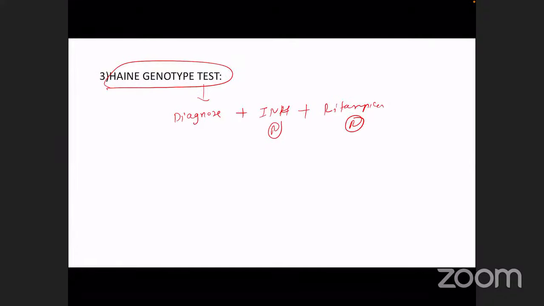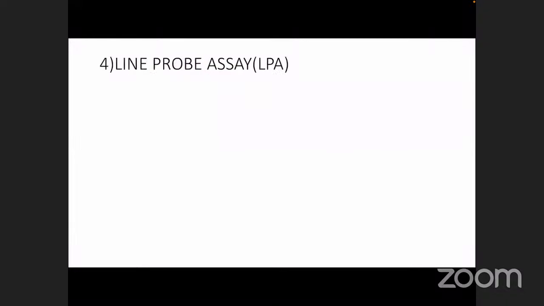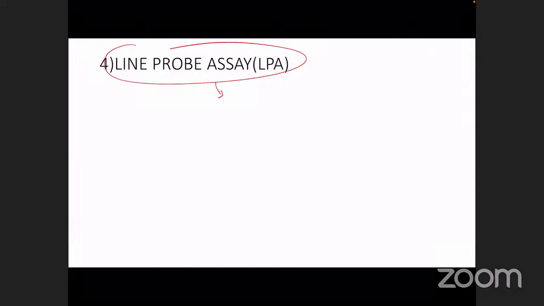The Hain's genotype test is available in the private sector, not included in the public sector. This can be used for both diagnosis as well as for detection of resistance to INH and rifampicin. This is also obviously a rapid diagnostic method. And this is the main test after CBNAAT and TrueNAT for other drugs. For other drugs, this test has to be used. Now remember, line probe assay is a PCR based method, but compared to CBNAAT and TrueNAT, it is a bit more time consuming method.